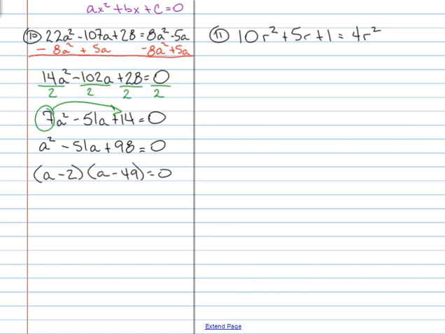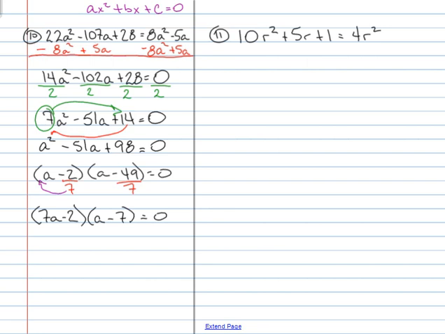Now since my 7 went to the right, in order to go back to the left, that means I have to divide each of these pieces by 7. Well, 2 cannot be divided by 7, so that 2 gets moved up here in front of my a. So this factor becomes 7a minus 2. 7 does go into 49, nice and pretty, so therefore my second factor is a minus 7. And these are equal to 0.